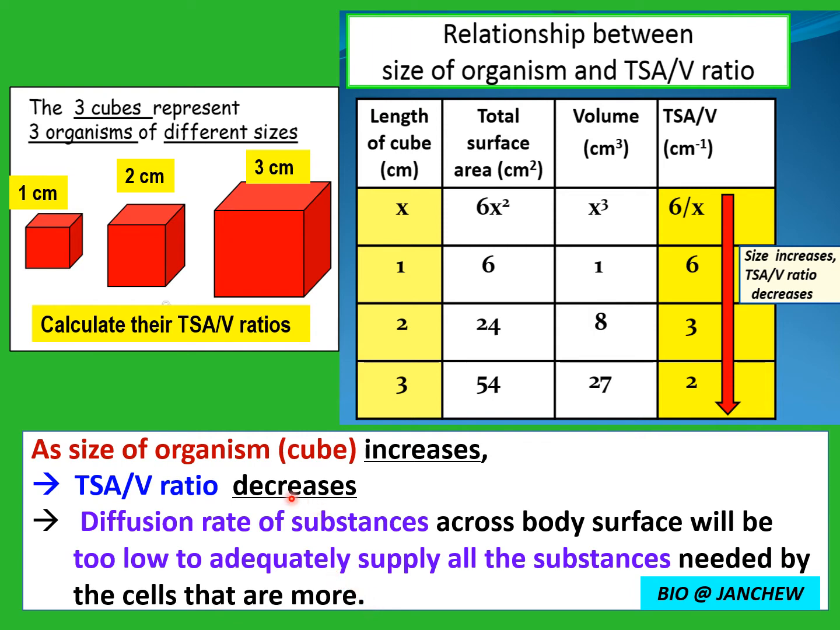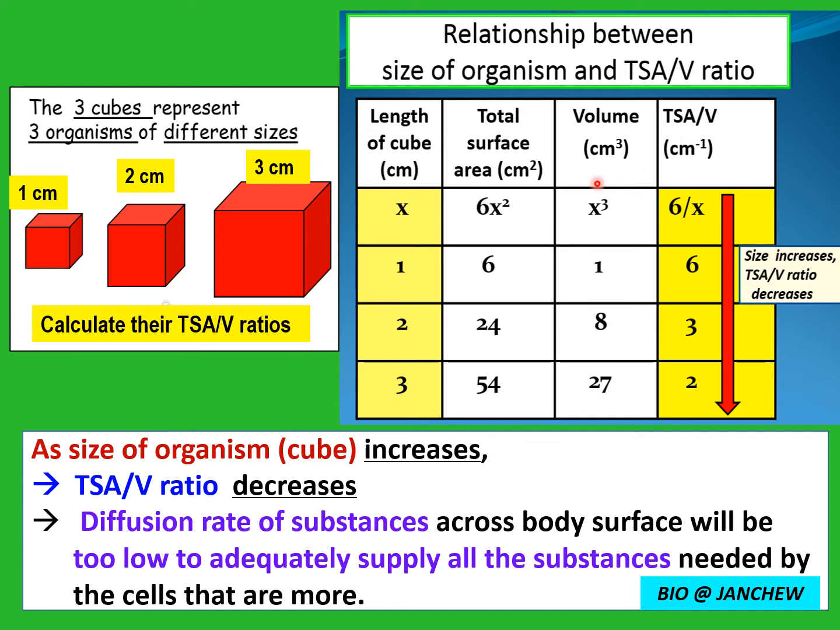Okay, let's try and prove the relationship between the size of the organism and the total surface area per volume ratio. So we take 3 cubes of different sizes to represent 3 organisms of different sizes. The first cube has the dimensions 1 cm by 1 cm by 1 cm, the smallest cube. The second cube has dimensions 2 cm by 2 cm by 2 cm, and the third cube has dimensions 3 cm by 3 cm by 3 cm. Let us calculate their TSA per V ratios.